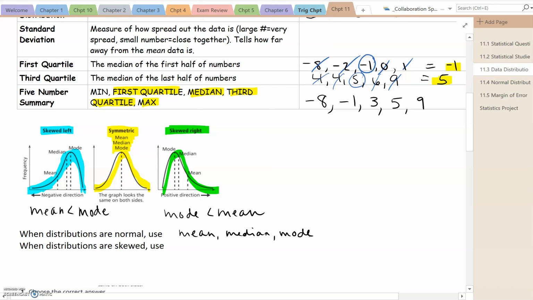But when your distributions are skewed, you want to use median because it represents your data the best, because your mode and your mean can be skewed, but your median helps you find more of a middle. As you can see in both of these cases, the median is the more middle number here. So when distributions are skewed, go ahead and use the median as your measure of center.